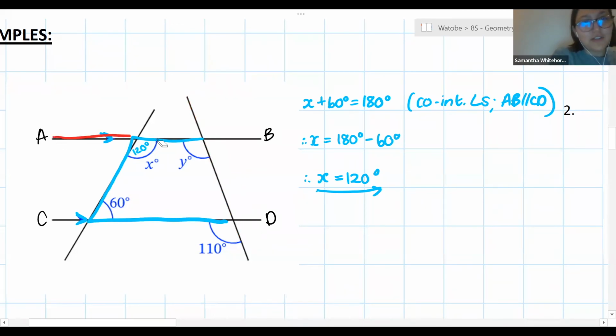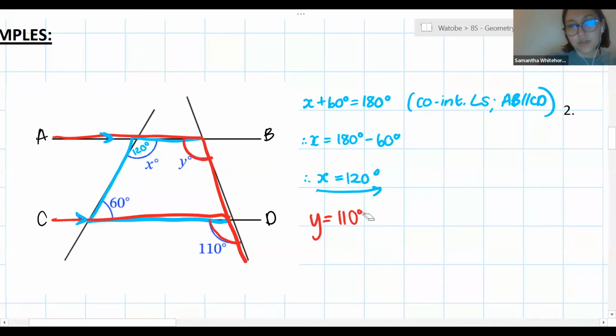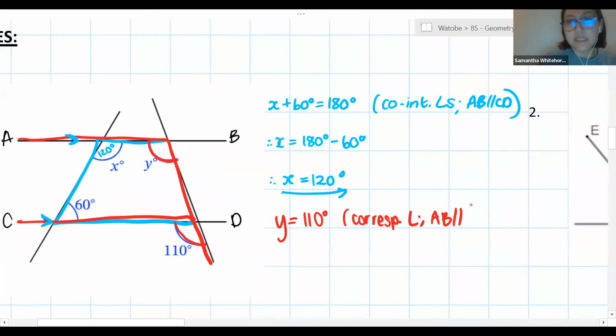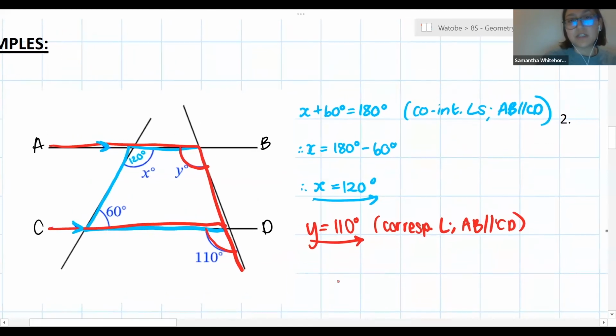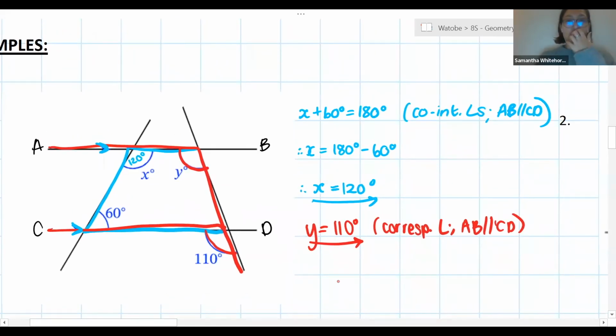If I go and have a look here, I actually have an F shape with my parallel lines. And that then means exactly as we've said now, Y and 110 are the same angle. So I can automatically just say Y is equal to 110 degrees because of corresponding angles. Remember to write down the parallel lines that you're working with. So AB is parallel to CD, but I don't actually have to do any working out there. So we've got X and we've got Y. Well done, guys.